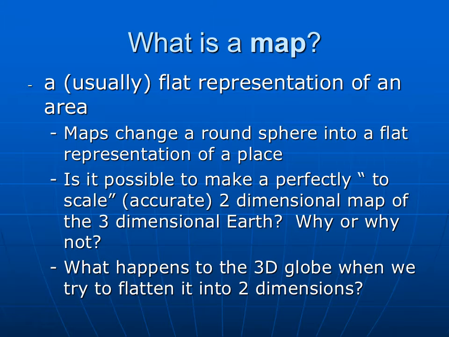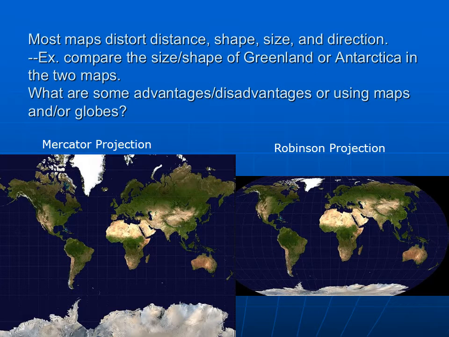Okay, now what happens to the 3D globe when we try to flatten it into 2 dimensions? Your teachers are going to show you now. Here are some good examples of how maps distort distance, shape, size, and direction. Look at the size of Greenland in the Mercator projection on the left and compare it to the size on the Robinson projection on the right. You can also do this with Antarctica. On the left, you can see Antarctica is enormous, and on the right, in the Robinson projection, it's much smaller.